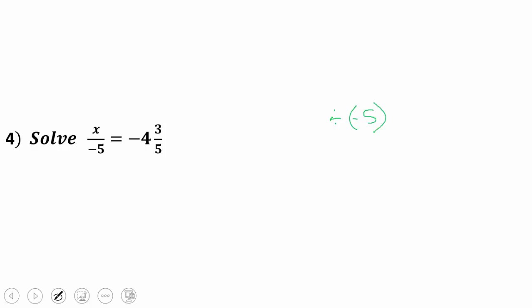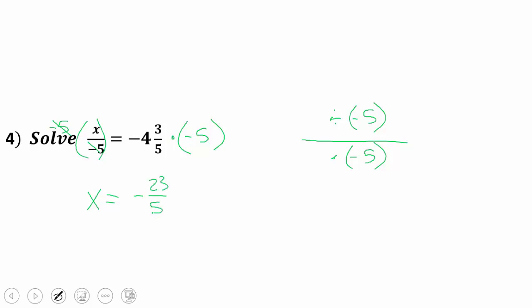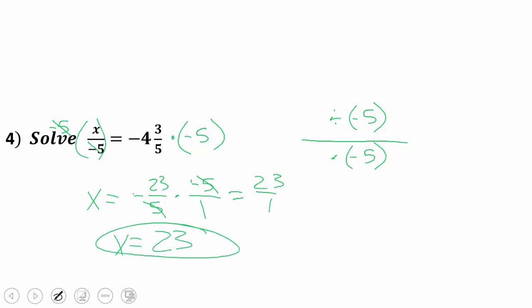So to isolate, I need to multiply by a negative 5. That is the multiplicative inverse. So when I multiply x divided by 5 times a negative 5, the 5's simplify to 1, leaving me with x. And I come over here, and I'm going to multiply by a negative 5. So now I know my rules for multiplication. I have negative 23/5 times negative 5/1. The 5's simplify out. Negative times a negative is positive. That leaves me with 23/1. My final answer, 23.